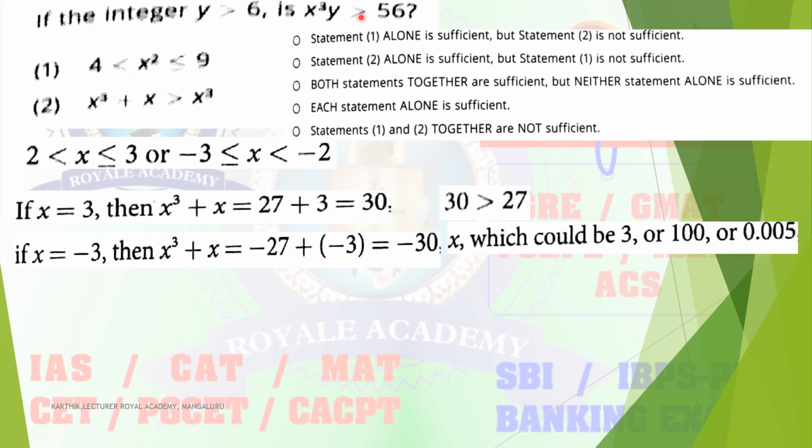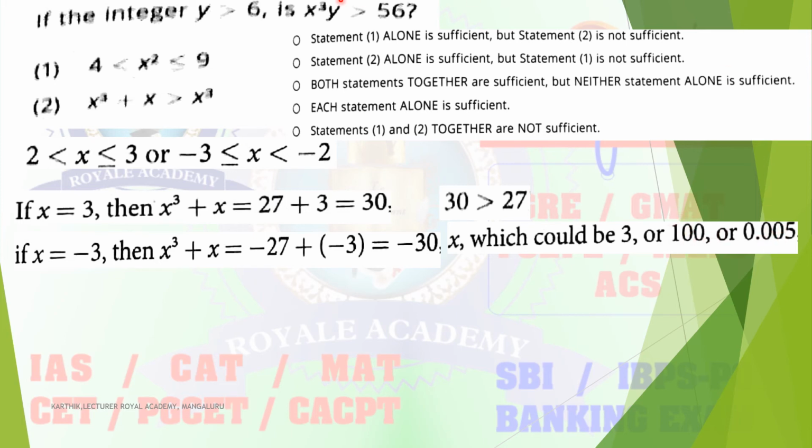Okay, so from that you can't tell whether x cube into y is greater than 56. From the first statement, the value of x is not certain, either 2 or 3, minus 3 or minus 2. So from the first statement alone you can't find out. The second statement tells that only a positive value is possible, a negative value is not possible. But for the positive value, any value you can choose, either 3 or 100 or 0.005.